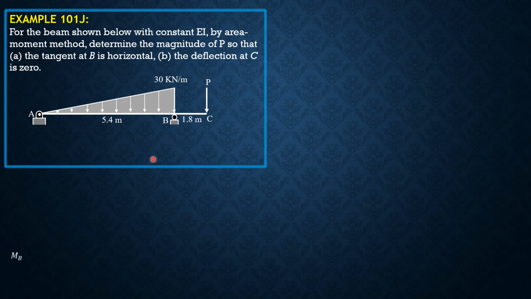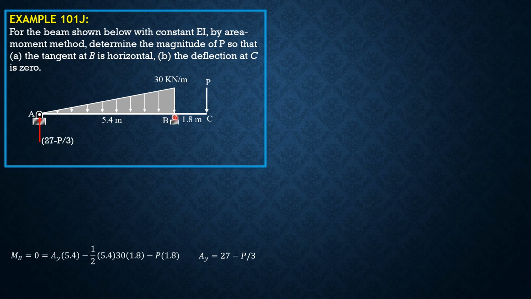So let's compute. Let's select B as our moment center, summation of moment at B equals 0. So AY times 5.4 plus P times 1.8 equals 1/2 or 0.5 of 5.4 times 30, then 1/3 of 5.4 is 1.8. So AY is equal to 27 minus P over 3. So let's put it here.